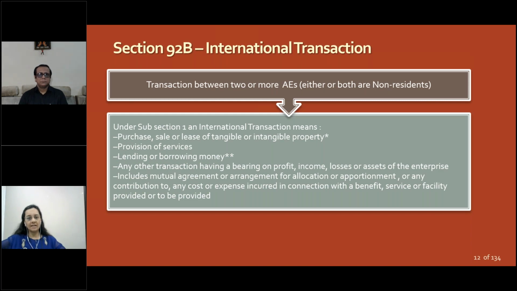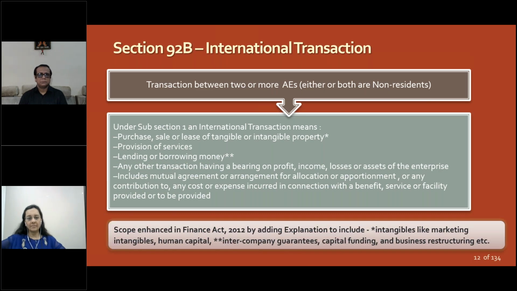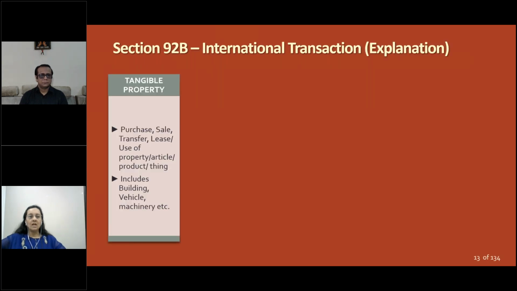Subsequently, an explanation was added to see what is purchase, sale of tangible and intangible property, what will be covered in it. This was done through the Finance Act of 2012. Now, what is covered under tangible property? They have said that purchase, sale, and they have expanded the meaning to include transfer, lease, even use. Use of any property, article, product, or thing. So where you pay lease rental or any type of rental for the use, there also this is covered under the definition of international transaction. It could include buildings, vehicles, machineries, anything that is tangible.